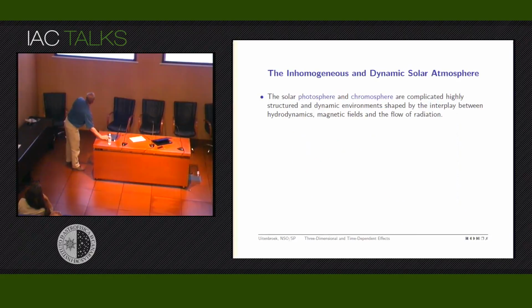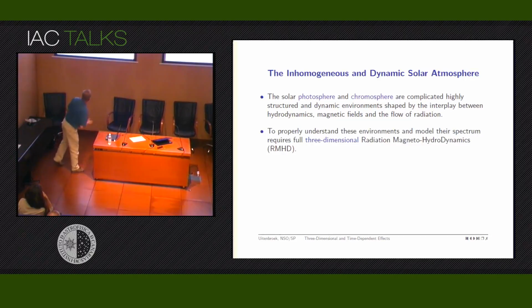So, the solar atmosphere. Of course, the solar photosphere and the chromosphere are highly complicated, structured and dynamic, and they are shaped by the interplay between hydrodynamics, magnetic field, and the flow of radiation. To properly understand these environments and model the spectrum, you would really need to do full three-dimensional radiation magnetohydrodynamics. And people are doing this nowadays. But it is very time-consuming and computer-intensive.